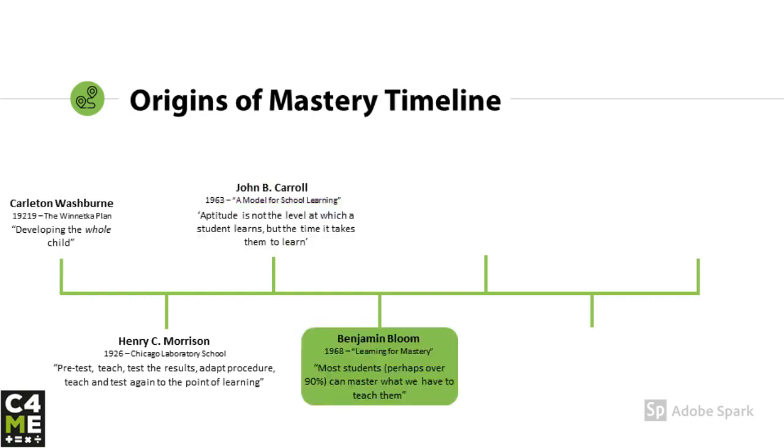We found that the 1968 paper, Learning for Mastery, written and published by Benjamin Bloom, really codified what a mastery approach to teaching and learning should and could be. Bloom re-emphasised that time was so important for mastery and said that most students, perhaps over 90%, can master what we have to teach them given enough time.